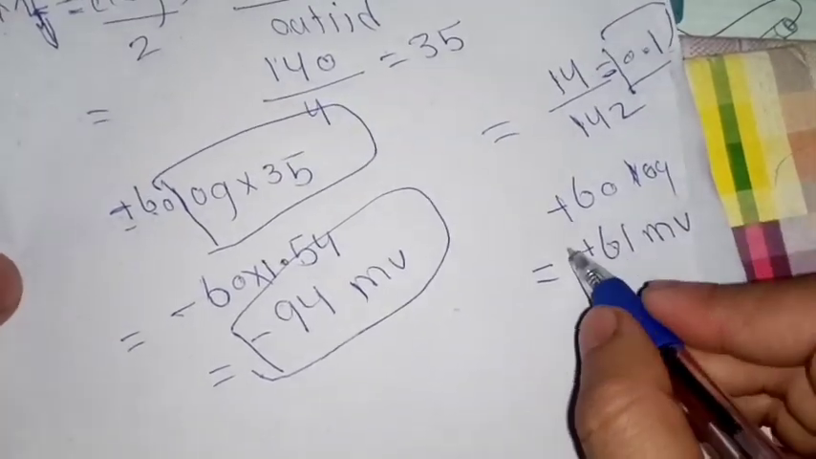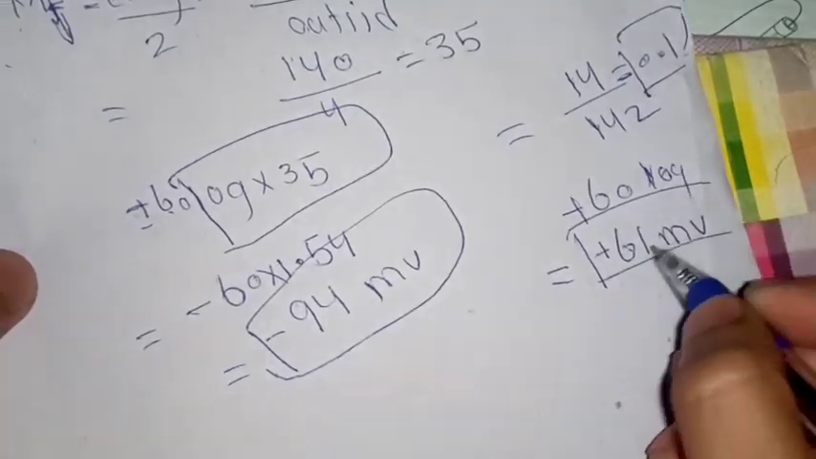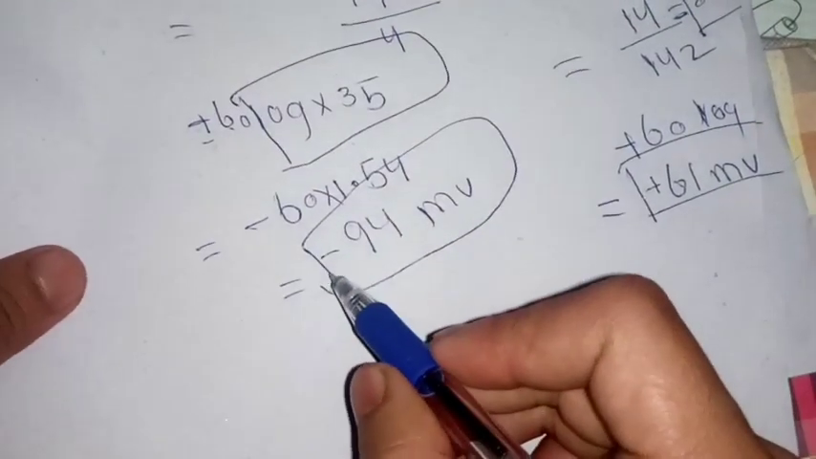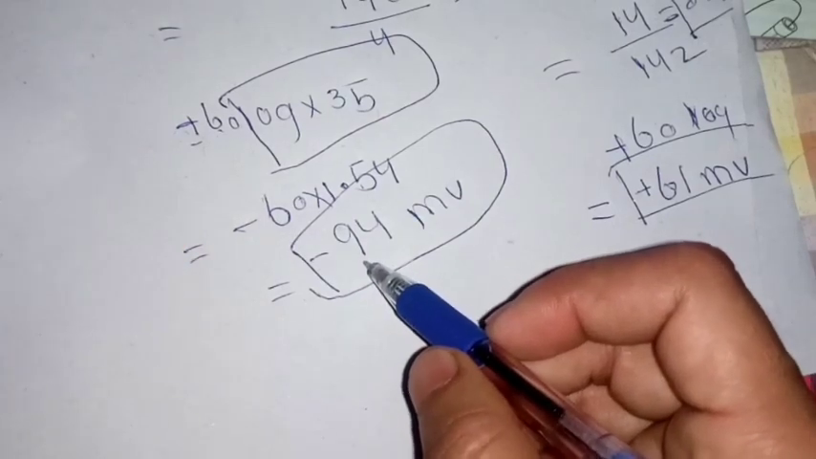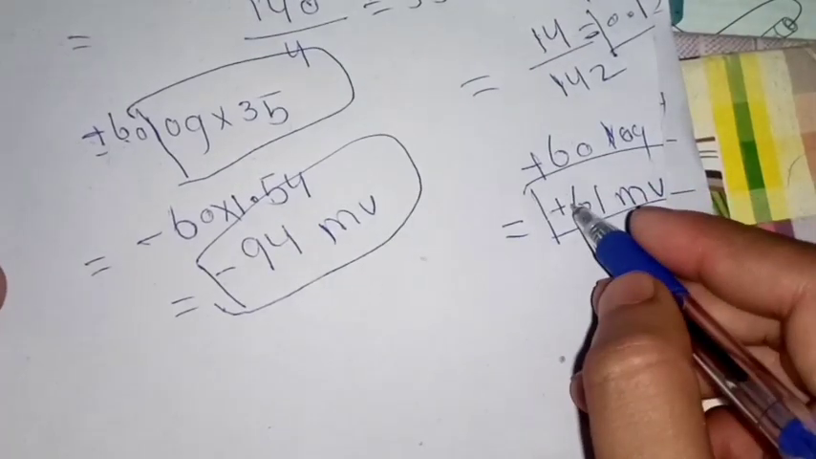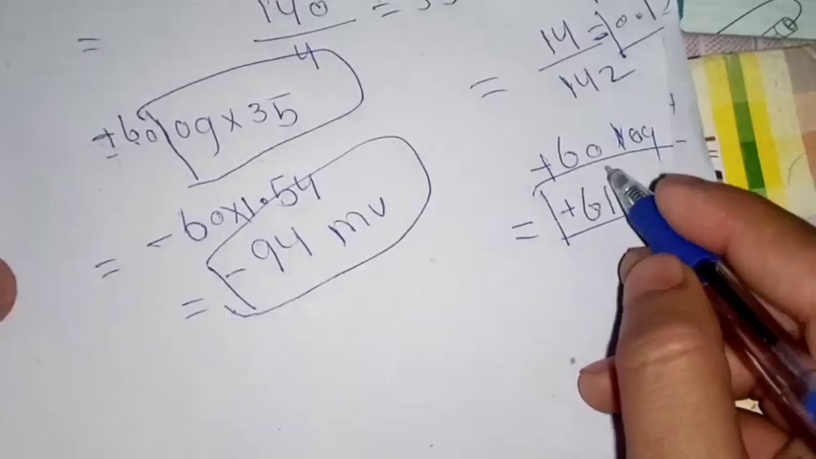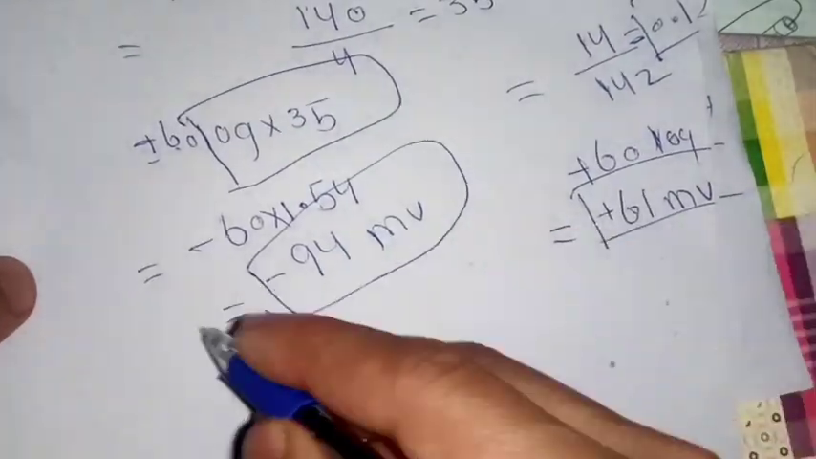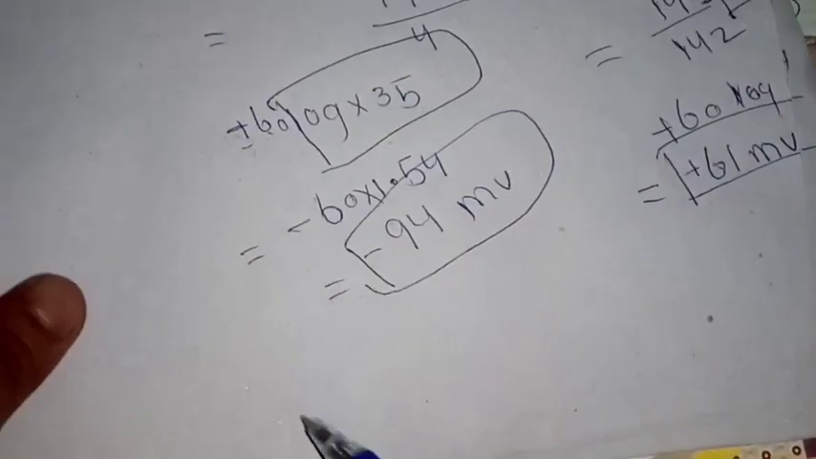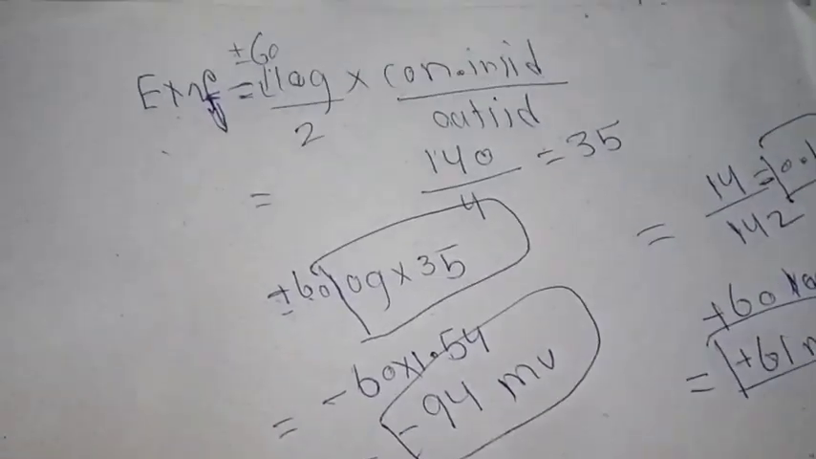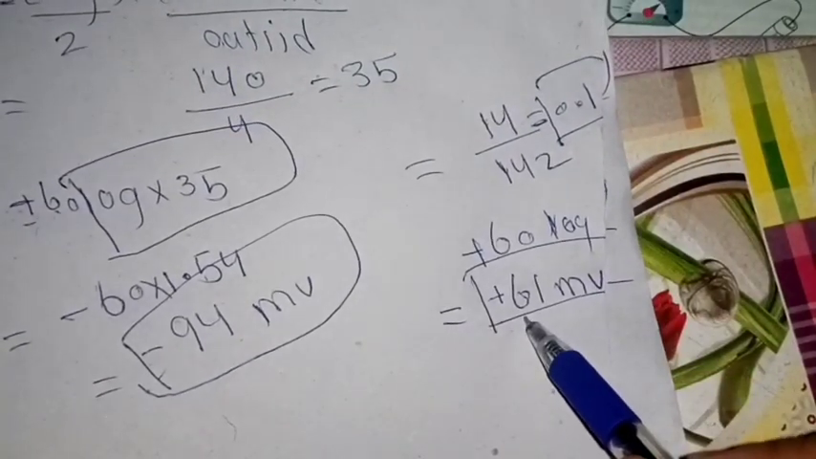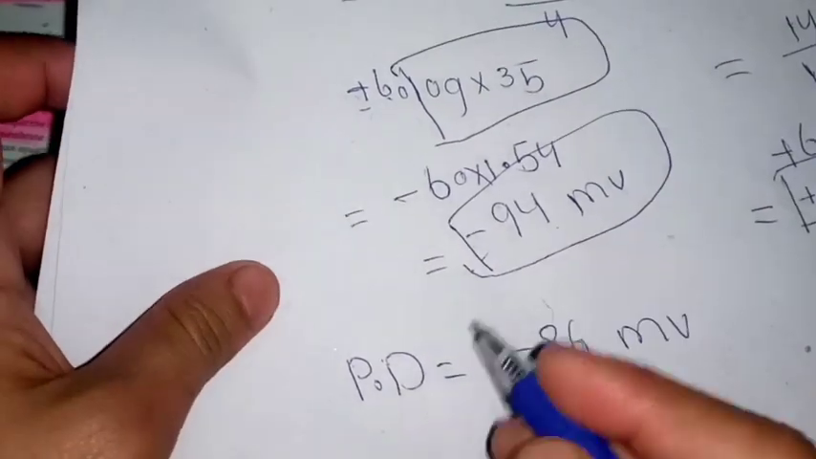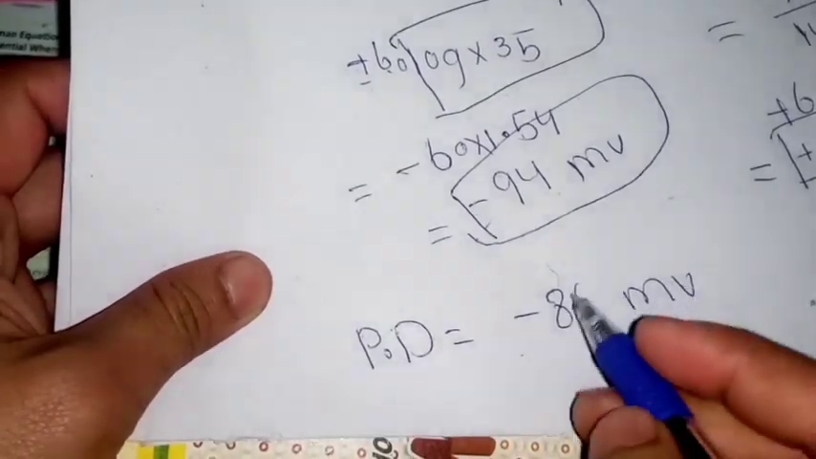Why does the sign for the sodium come positive, but for the potassium it has come negative? Because the potassium is diffusing outside and the sodium is diffusing inside. That's why, due to their direction, their sign has been changed. Now this is the potential of potassium, and this is the potential which is contributed by the sodium. So this is the potential difference, which is minus 86 millivolts.